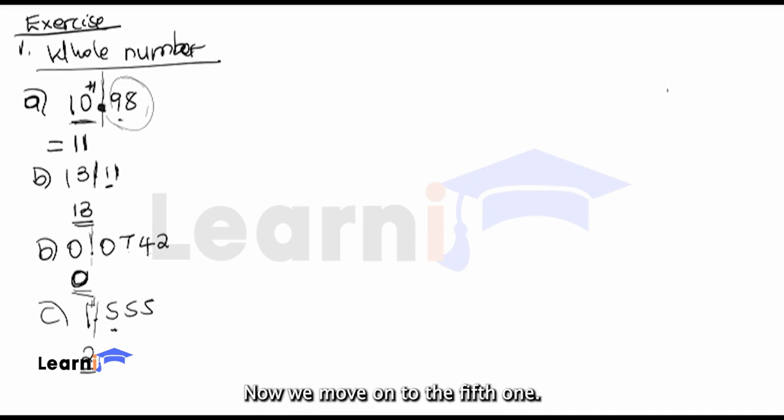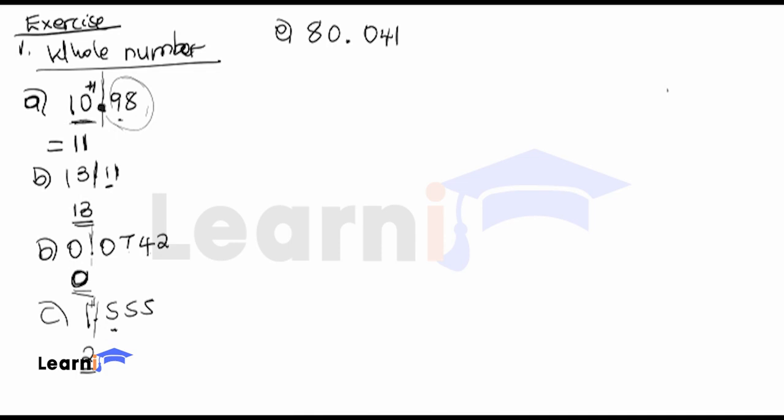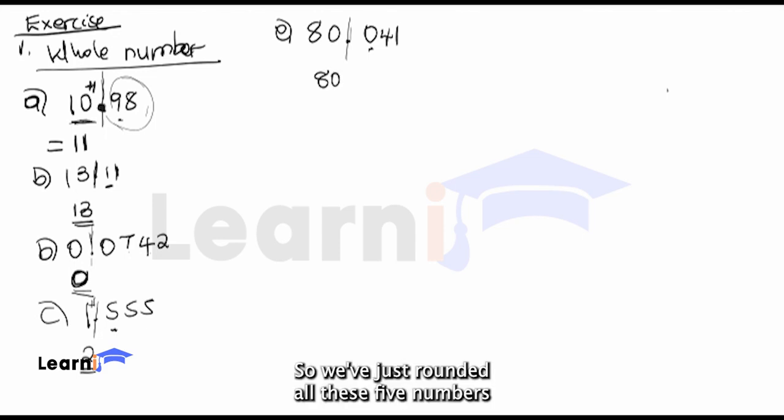Then we move on to the fifth one, the fifth one being 80.041. This is where we draw our line. This is 0, meaning we round down. This will give us an 80. So we've just rounded all these 5 numbers to the nearest whole number.